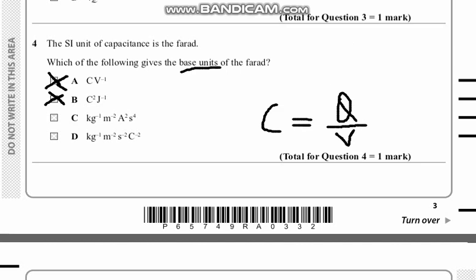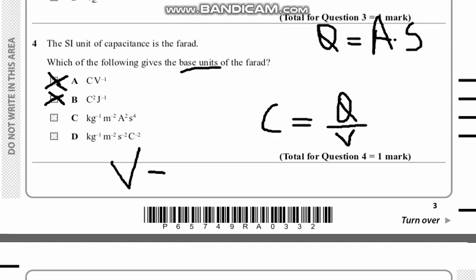Now we also know that charge is equal to the current into time. Basically we measure it in coulombs, but I'm using the base units now. The base units of the current are ampere and time is measured in seconds. So that will be written as A into S, and the unit for the charge will be coulomb. Now moving on to the base units of voltage.